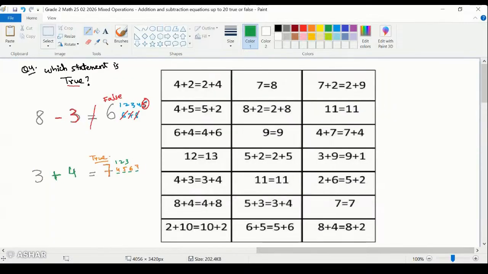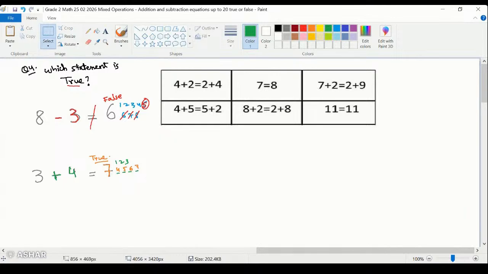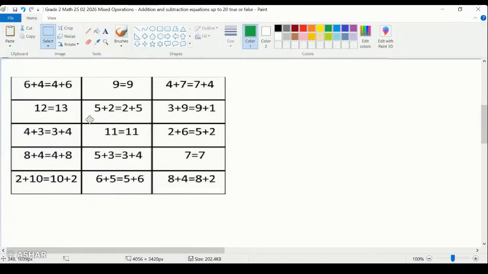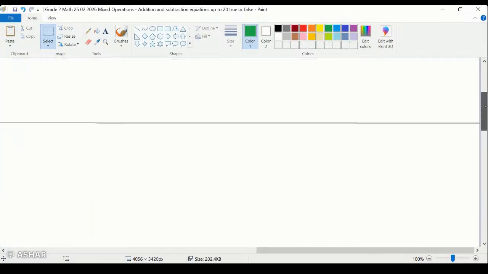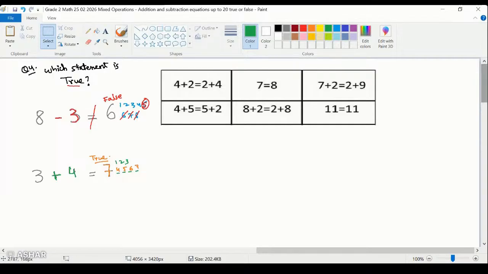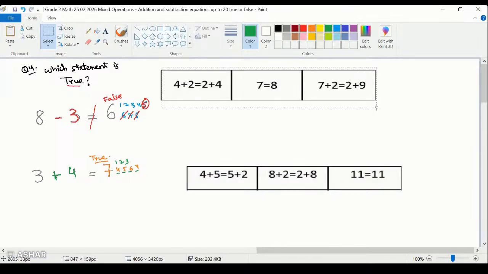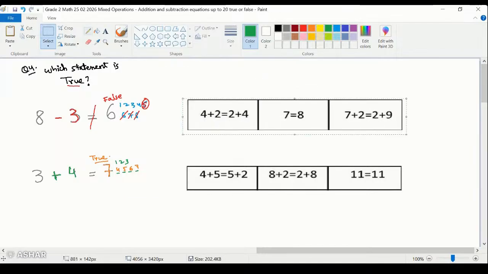Okay. For the next grid, let's see. Just give me a minute. I'll just copy and paste. Okay. Let's go back to the same question. For this question, let's find which of the following statements are true and which of them are false. We'll simply write true and false. Question number 5 says, write true or false for each sentence.